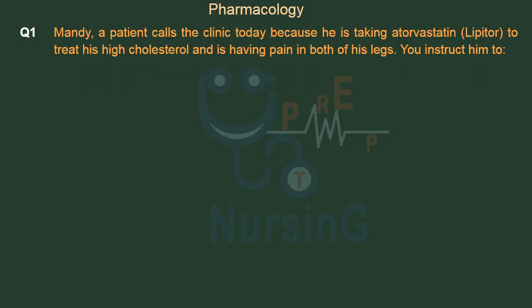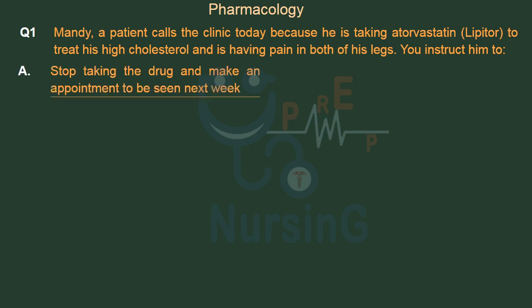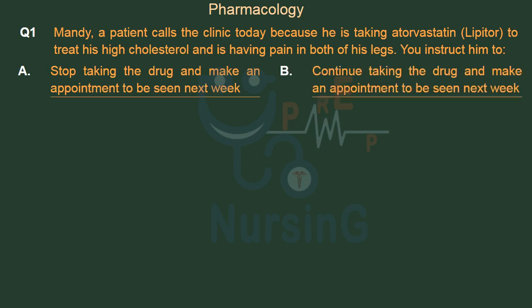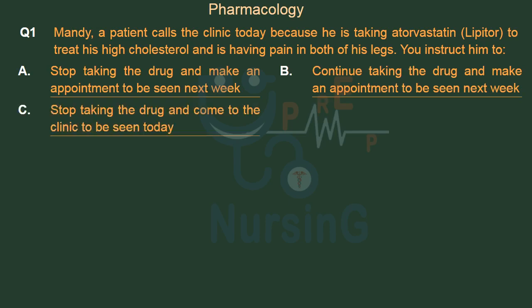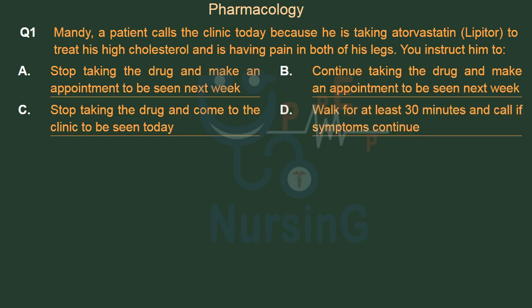Pharmacology. Mandy, a patient calls the clinic today because he's taking atorvastatin, Lipitor, to treat his high cholesterol and is having pain in both of his legs. You instruct him to: Option A. Stop taking the drug and make an appointment to be seen next week. Option B. Continue taking the drug and make an appointment to be seen next week. Option C. Stop taking the drug and come to the clinic to be seen today. Option D. Walk for at least 30 minutes and call if symptoms continue.